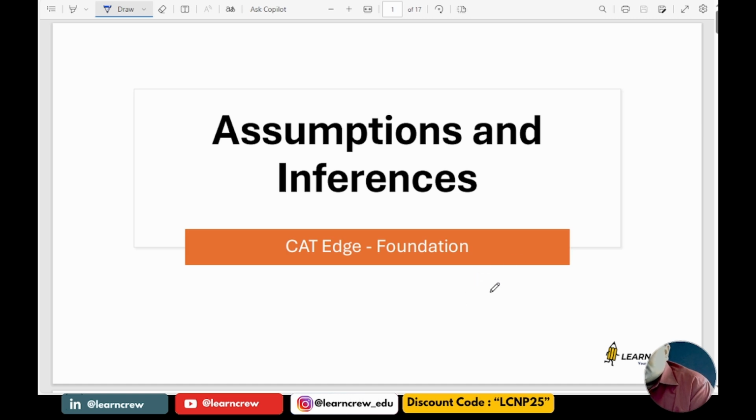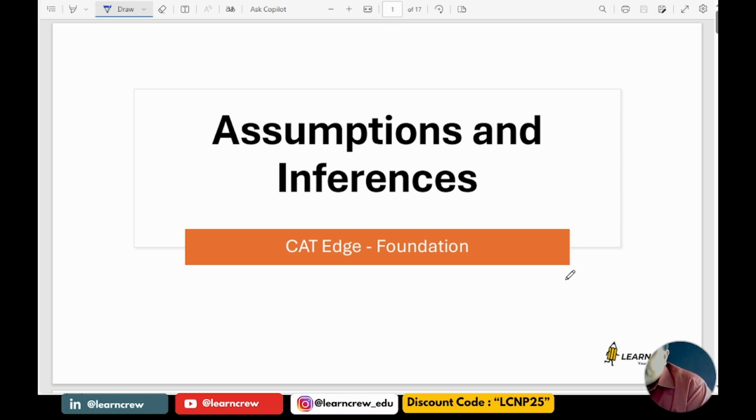In our previous sessions, we already discussed a few topics in critical reasoning. Today we are going to discuss assumptions and inferences. What is an assumption and what is an inference? Are both the same, or is there any difference? You see, inferences and assumptions are related, but they are distinct, different concepts. So what are actually assumptions and what are inferences?